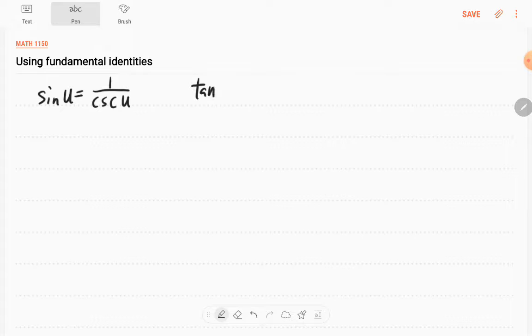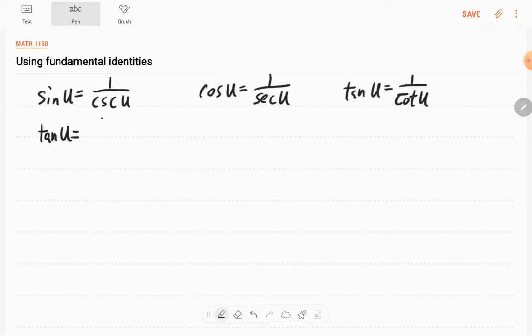Cosine u is equal to 1 over secant u. Tangent u is 1 over cotangent u. And we also have the quotient identity, which is tangent u equals sine u over cosine u. Cotangent u is equal to cosine u over sine u.